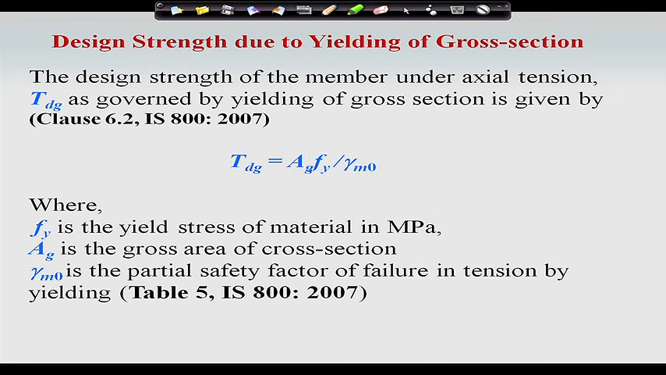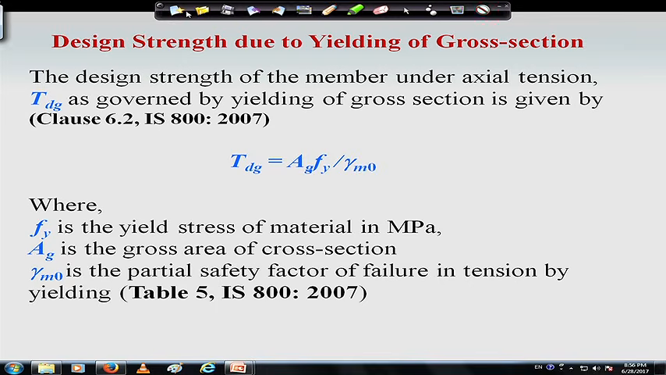So, to find this, we have to calculate the design strength due to yielding of gross section. That we can calculate as Tdg equal to Ag Fy by gamma m0. Now, Ag is the gross area of the section and Fy is the yield stress of the material, and gamma m0 is the partial safety factor, and this gamma m0 value we can find from Table 5. So, this is how we can find the design strength due to yielding of gross section.